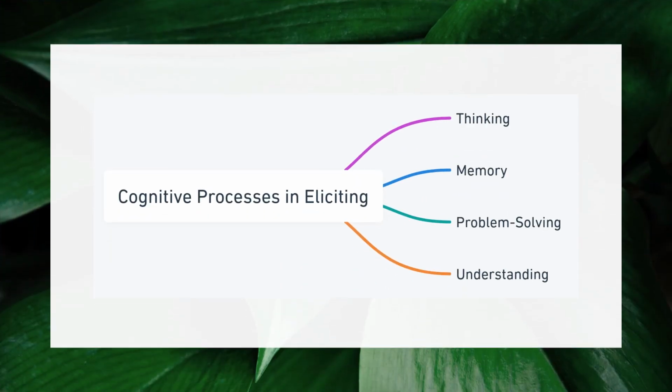5. The cognitive processes involved in eliciting. Eliciting activates several cognitive processes that support learning. Thinking. Students actively think to come up with answers, engaging more deeply with the material. Memory. Students recall previous knowledge, reinforcing their understanding and retention. Problem solving. Students figure out how to use language correctly, helping them apply their learning to new situations. Understanding. Students connect new information with what they already know, improving comprehension.